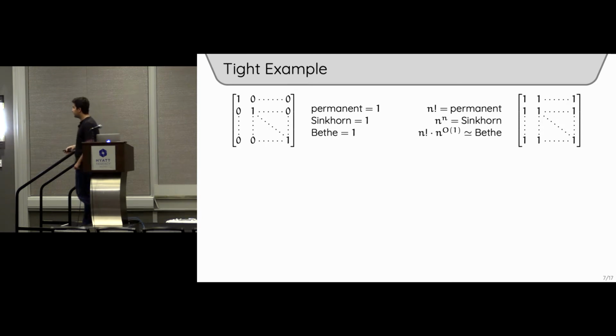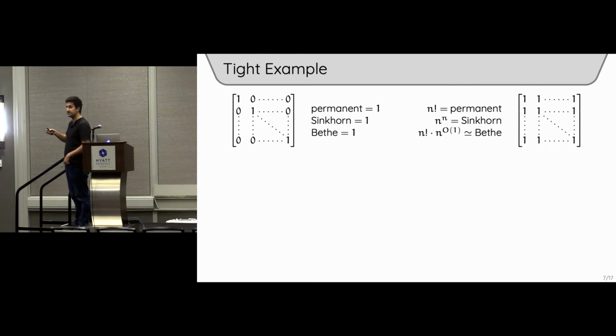So when you first study this problem, you might go to the usual suspects. So in the case of matrix scaling, the usual suspects would be the identity matrix and the all ones matrix. In the case of the identity matrix, the permanent is 1. Matrix scaling gives you 1. Bethe approximation also gives you 1. In the case of the all ones matrix, permanent is n factorial.